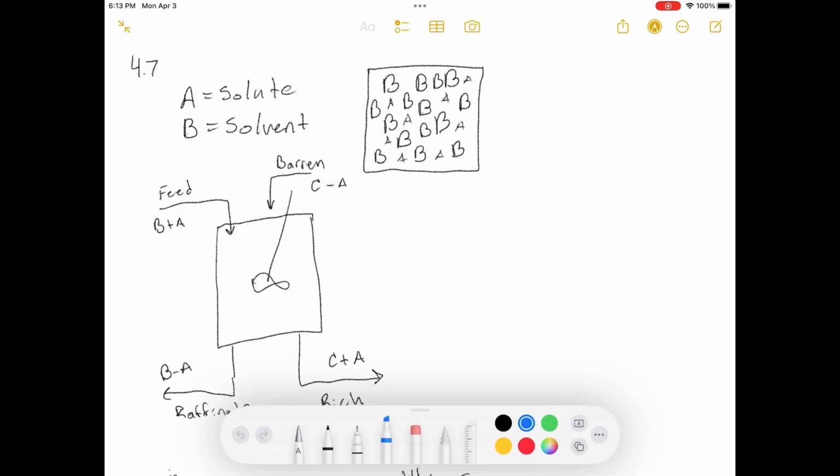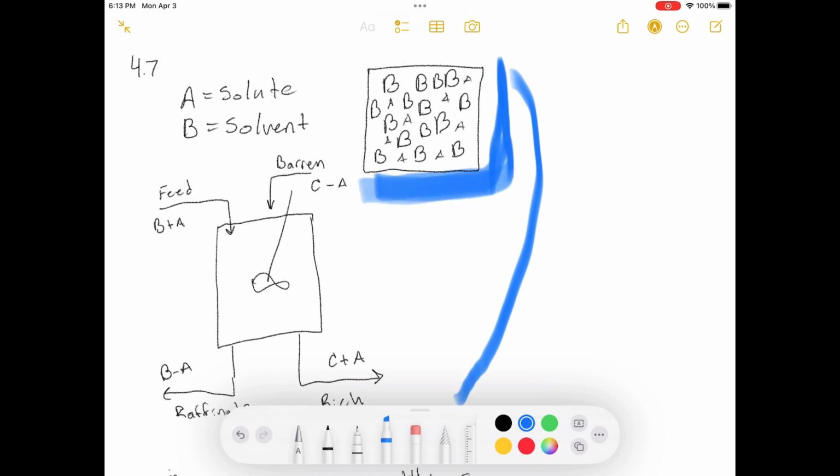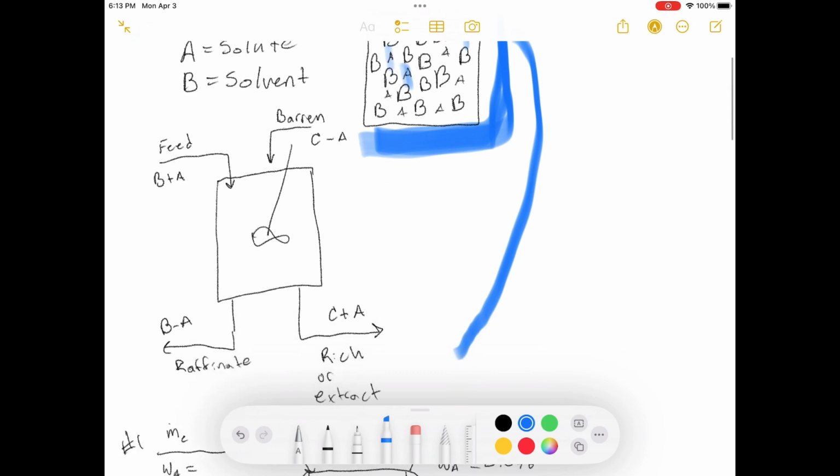I drew this diagram because it helps explain what they're talking about here. So you've got this mixture here. It has B and a little bit of A mixed into it, and then you mix it with C. And there's this barren phase where C doesn't have any A in it, and then you mix the C with this feedstock, and then out comes C with A, and this B phase has less A in it because it pulled it out.